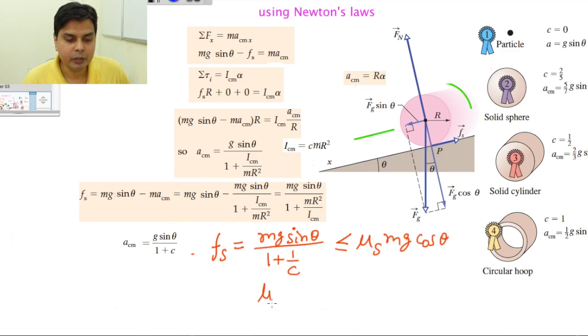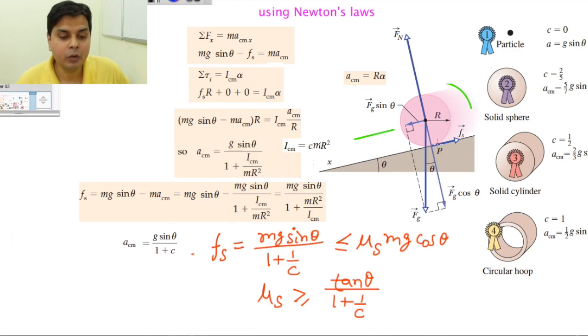So I can get an equation that mu s has to be greater than or equal to tan theta divided by 1 plus 1 by C. This is the condition on mu s, the coefficient of static friction, if there has to be no slipping, because you require force of friction to avoid slipping. If the force of friction required exceeds your upper limit, which is mu s times N, then obviously there will be some slipping. So to avoid slipping, your mu s should be greater than tan theta by 1 plus 1 by C. If your coefficient of static friction is less than this value, slipping will start. So this is one aspect.